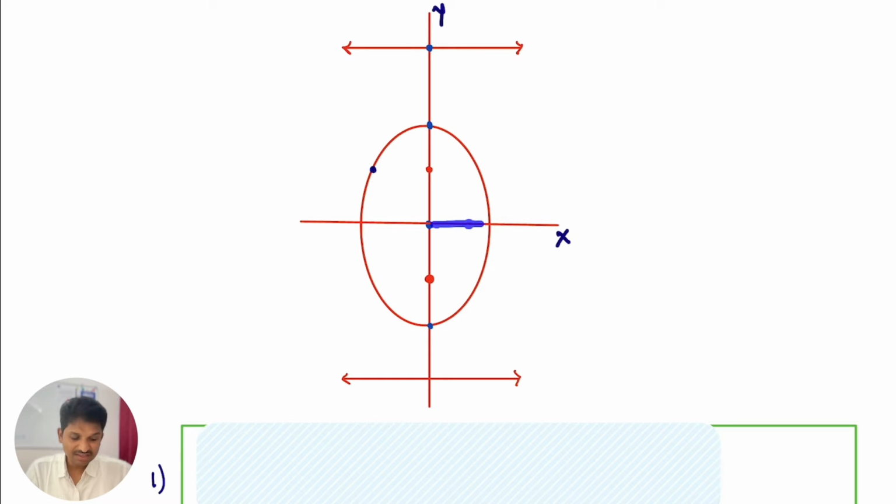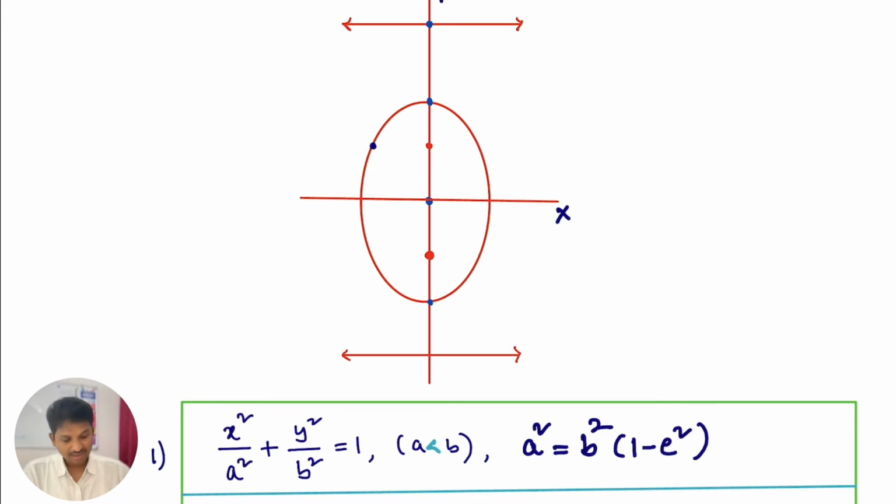Here we know that this is A, right? This is B. In standing ellipse, A is less than B. In standard form of ellipse, A is greater than B. Okay. So here, what is this ellipse equation? This ellipse equation is same only. What is the same means? See, x square divided by a square plus y square divided by b square equal to 1. This is the equation of ellipse.